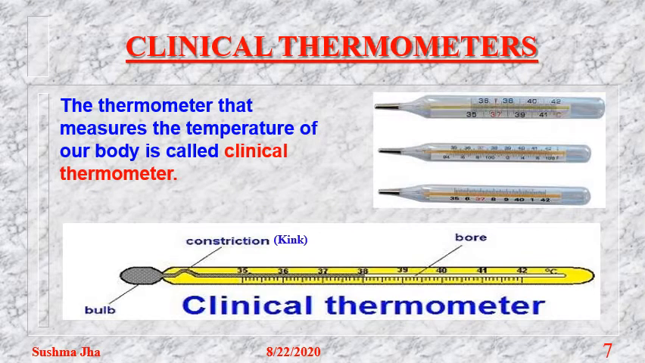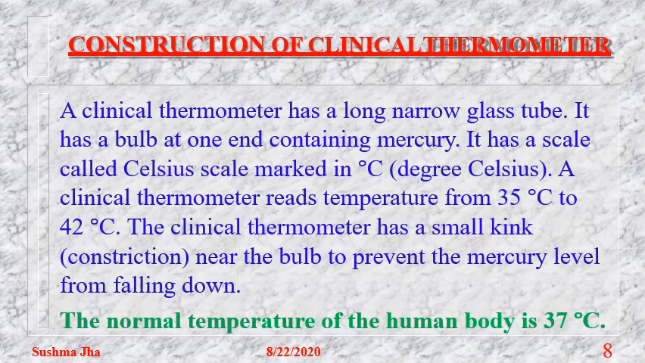Now let us talk about the types of thermometer. First is the clinical thermometer. The thermometer that measures the temperature of our body is known as a clinical thermometer. You might have seen it at your home. From the picture, it is very clear what the construction of a clinical thermometer is.